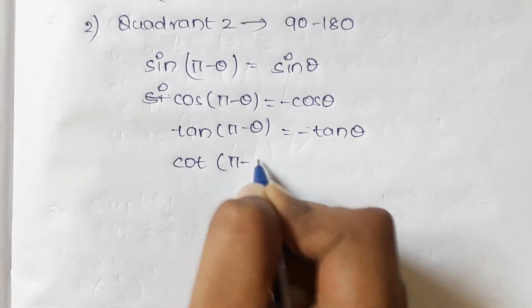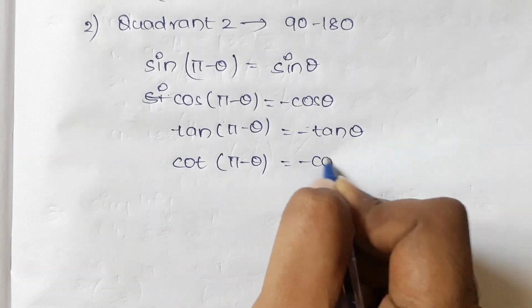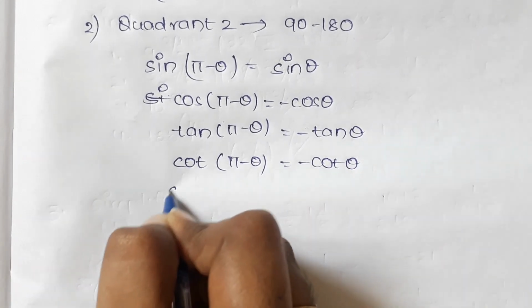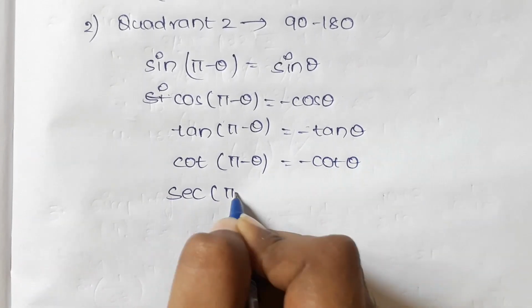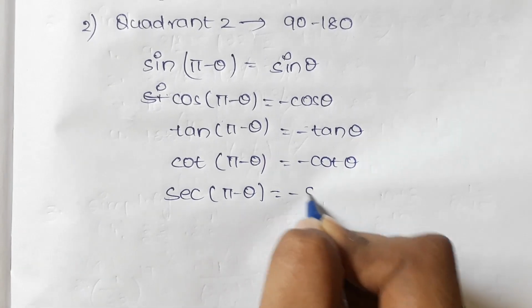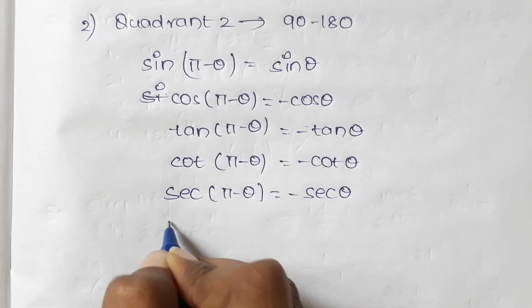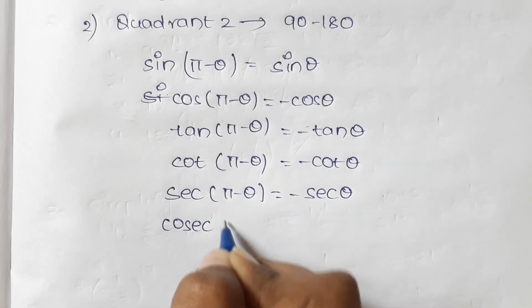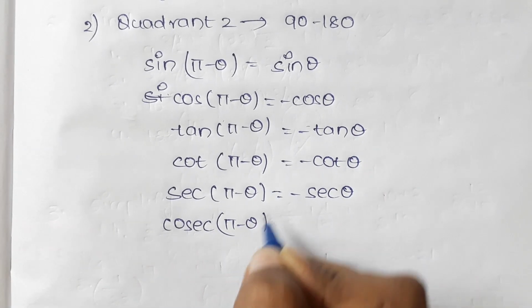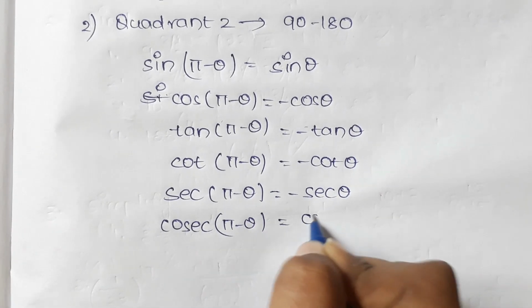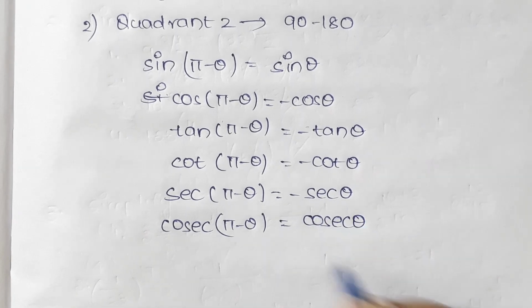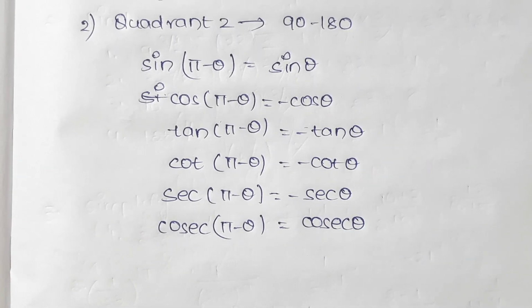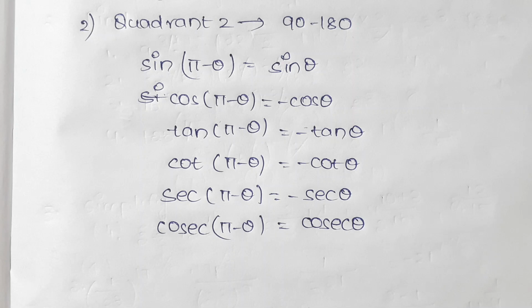Cot(pi minus theta) is minus cot theta. Secant(pi minus theta) is minus secant theta, and cosecant(pi minus theta) is cosecant theta, because in the second quadrant cosecant is positive. And now let us see the third quadrant.